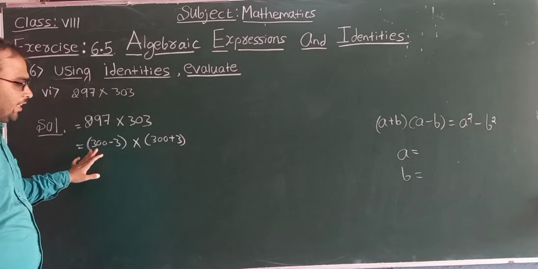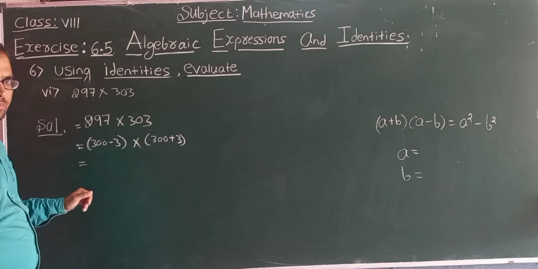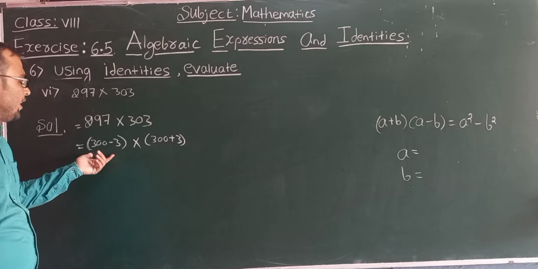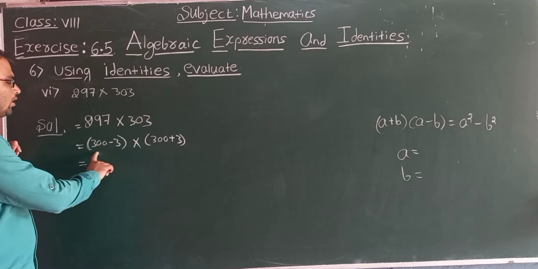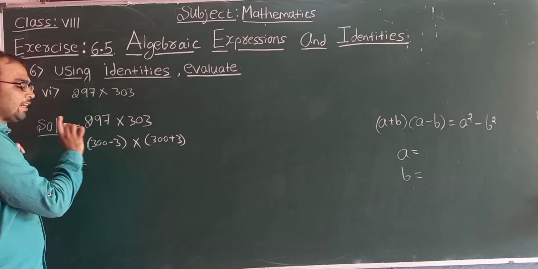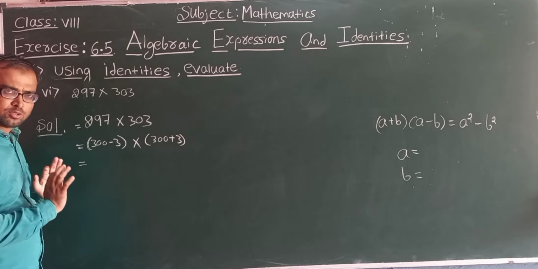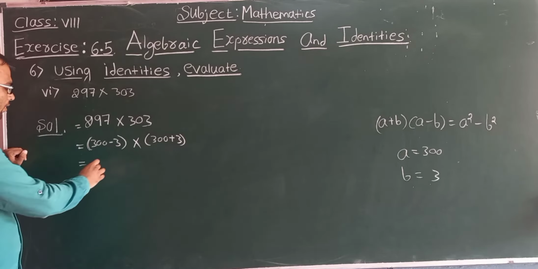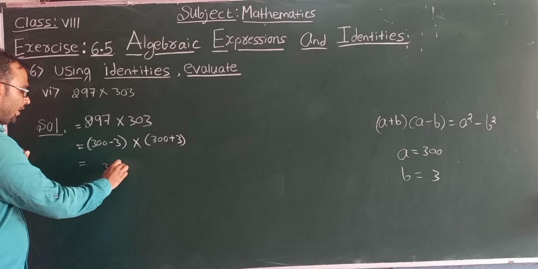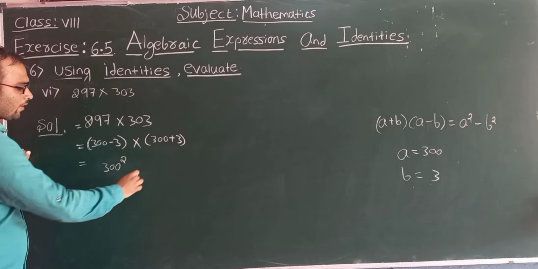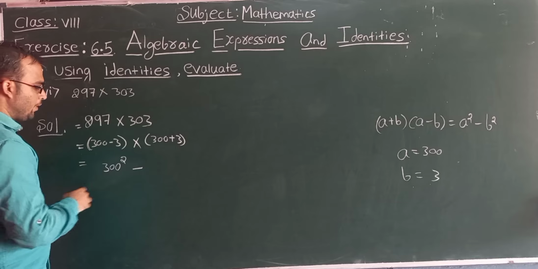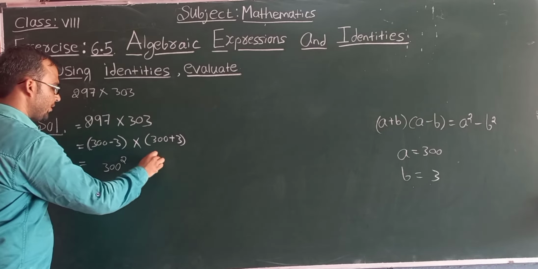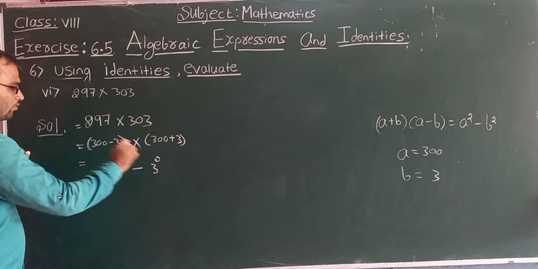Now look here, students. It is of the form (a plus b) into (a minus b). So this is a plus b, and this is a minus b. Same, no? Both sides same, one side plus, one side minus. Now according to the formula, a square, a means 300, so a square means 300 square, minus b square, b means 3, so b square means 3 square.